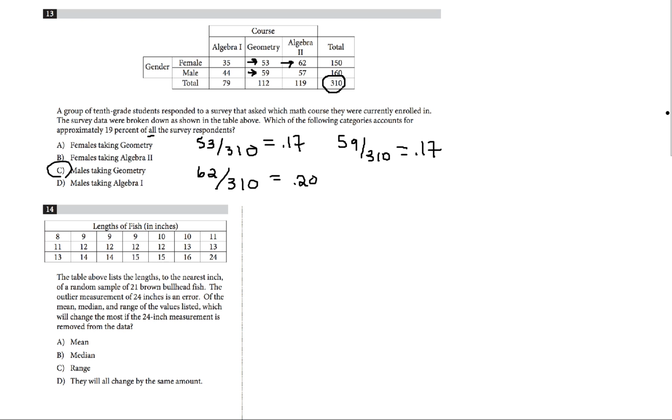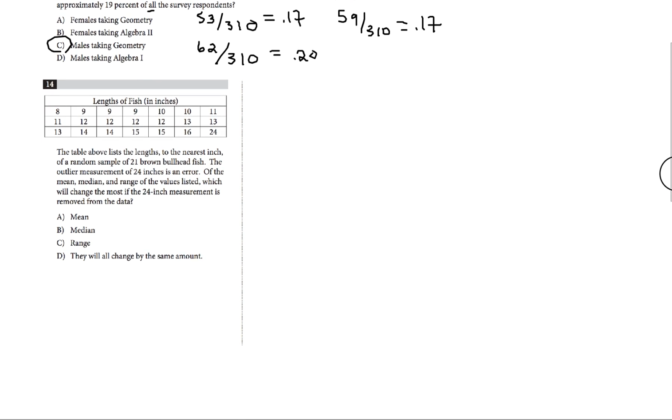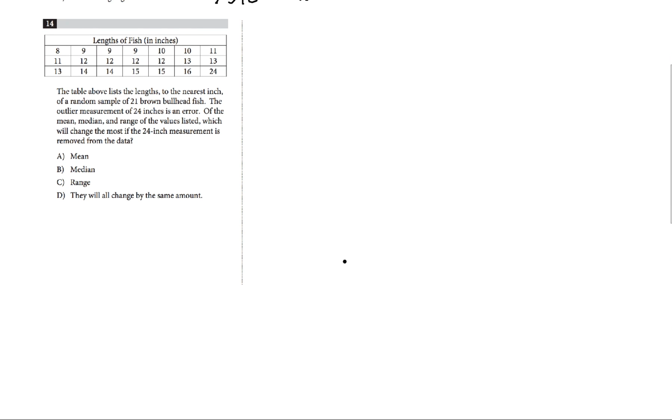All right, the last one for this video. Let's do this one. The table above lists the lengths, to the nearest inch, of a random sample of 21 brown bullhead fish. The outlier measurement of 24 inches is an error. Of the mean, median, and range of the values listed, which will change the most if the 24-inch measurement is removed from the data?